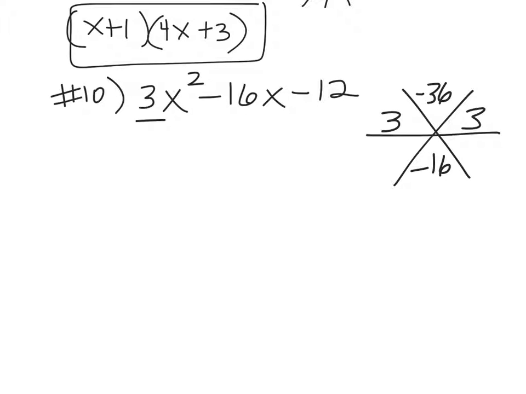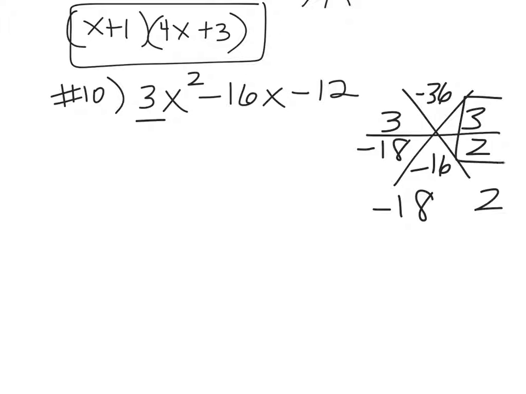Did you get this one? Negative what? 18 and 2. Yes, negative 18 and positive 2. That one was tough because you're thinking 9 and 4, no. 3 and 12, no. 2 and negative 18. Okay, so I'm going to put a negative 18 there and a positive 2 there.